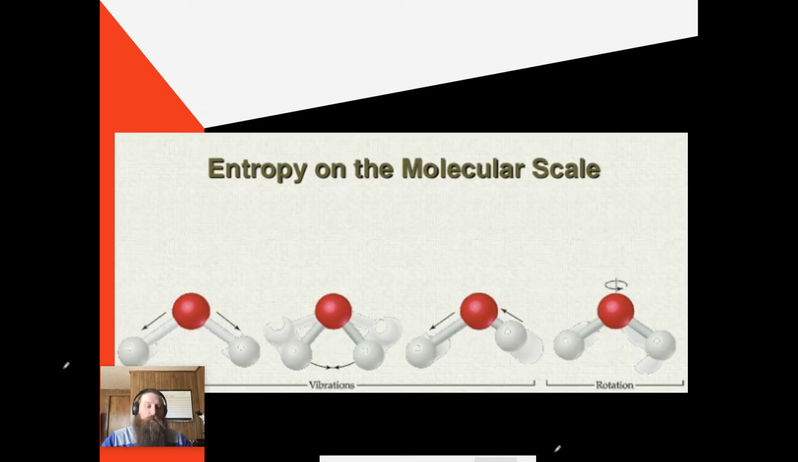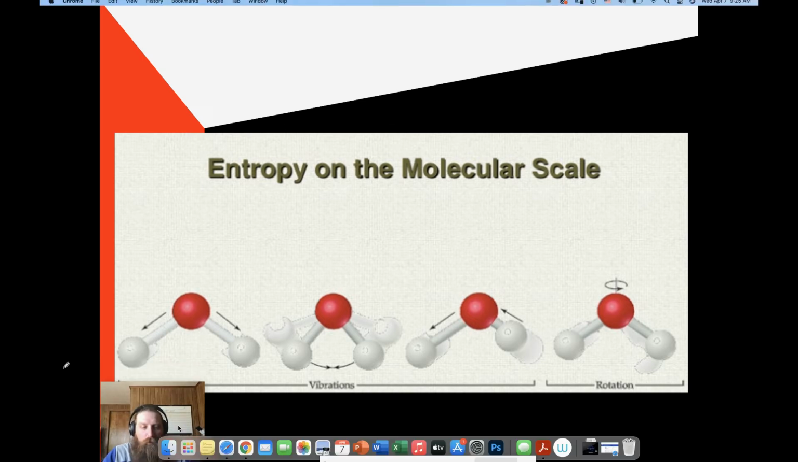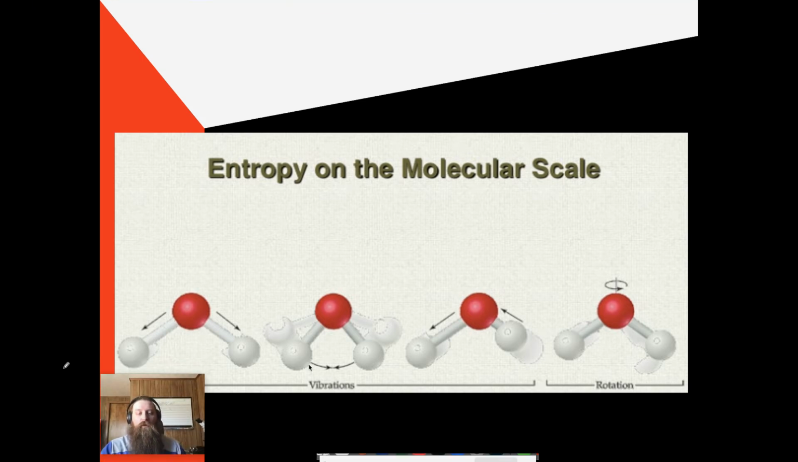So here's the picture of the vibrational, translational, and rotational energy. If you wanted to look at it, there it is. But remember, those things are what's going to give us different microstates that we'll use to calculate our entropy.